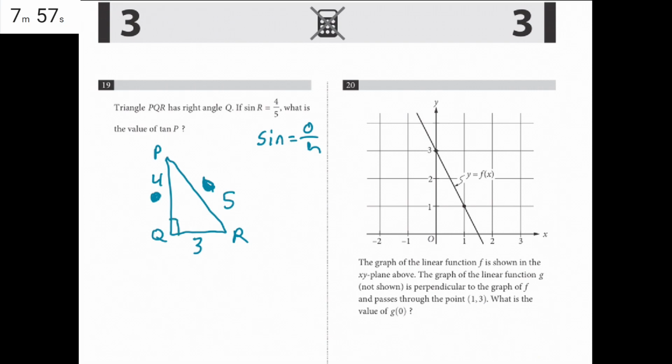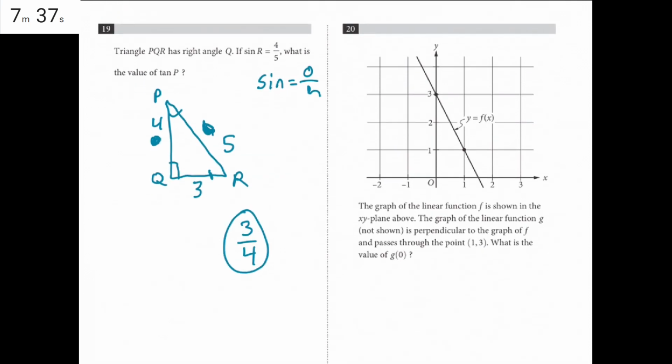What is the value of the tangent of P? The tangent of P is going to be the opposite, which is 3, because we're looking for that angle, opposite over adjacent, which is 3/4. Yeah, 3/4.